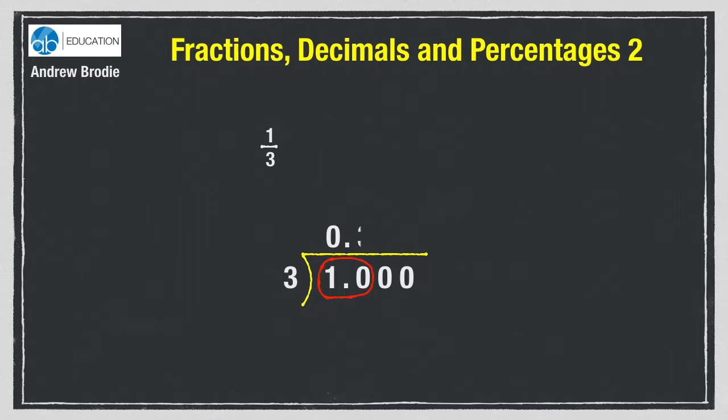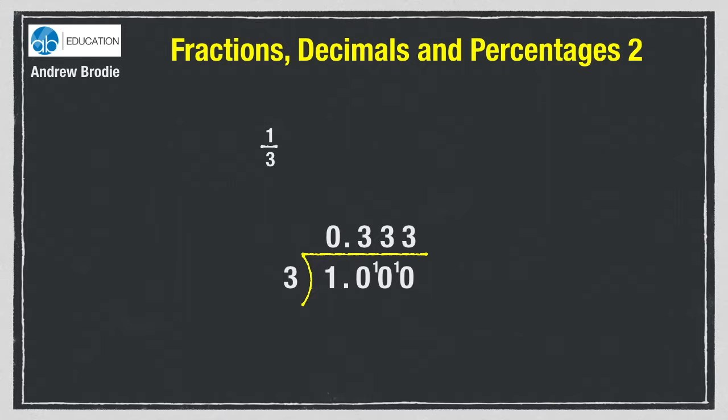3 into 10 goes 3 times with 1 left over. Put the 1 with the next 0 to make 10. 3 into 10 goes 3 times with 1 left over again. We could write some more zeros because we can put as many as we like, but we can see that the decimal answer we're getting is 0.3 recurring.